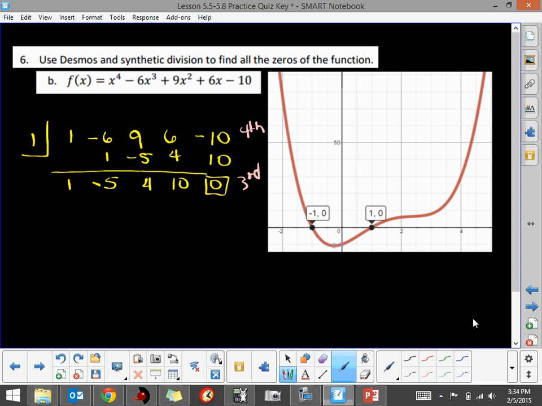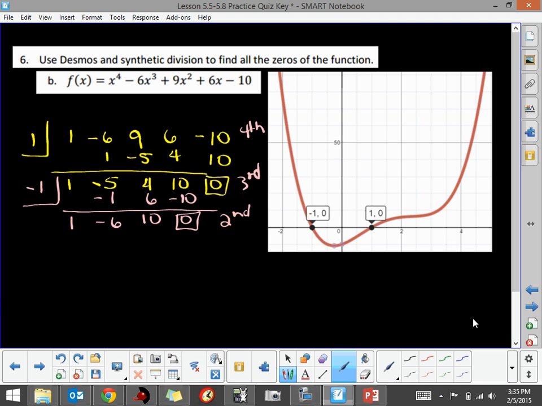So to get it to a second, we're going to divide it by the other zero from our graph, which is -1. Drop down your 1. 1 times a -1 is a -1. -5 and -1 is -6. -1 times -6 is 6. Add it to 4 is 10. 10 times -1 is a -10. Add it to 10 is 0. So now we got a remainder of 0. This is our second degree polynomial.